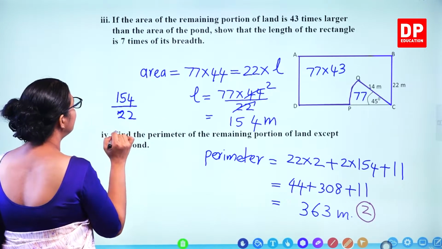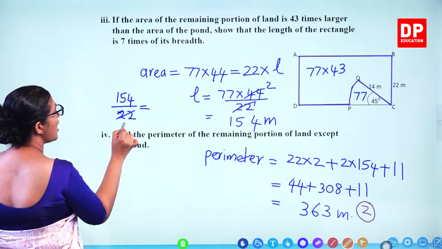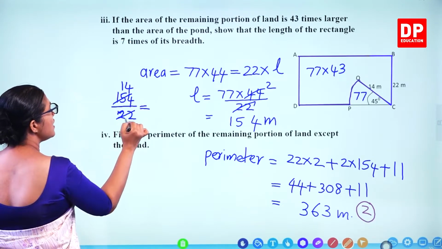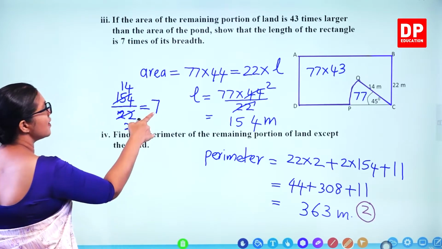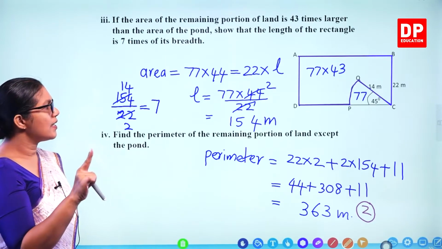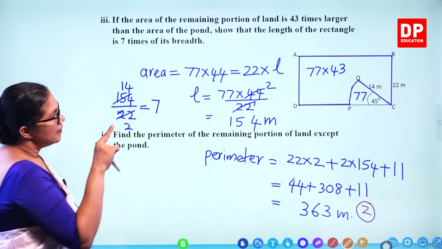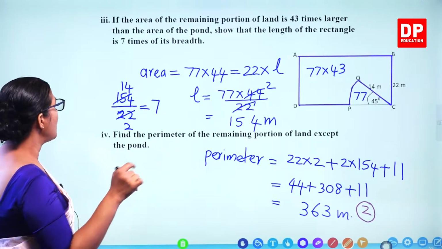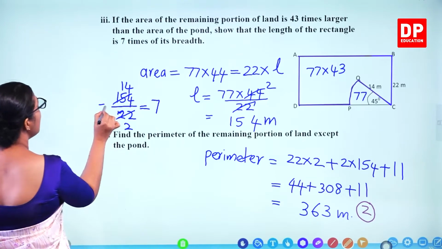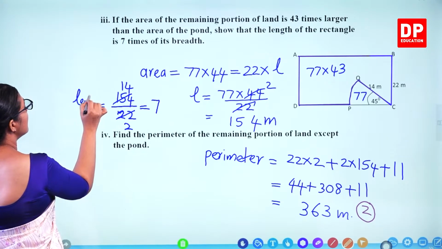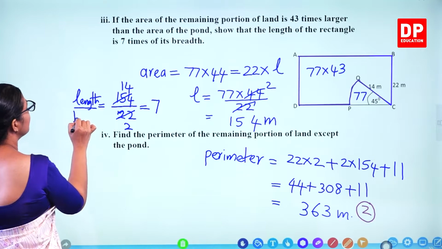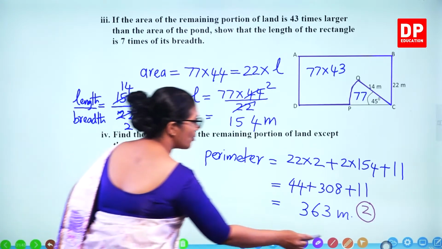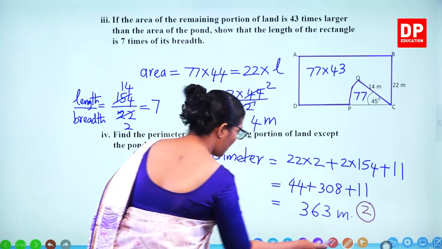So, divide. 11 times 2, 11 times 1, 11 and 44, 4. 14 times 2, 7. So, 7 times bigger than the breadth. Length is 7 times bigger. So, we have to show length over breadth is 7. So, you get 1 mark for that as well.